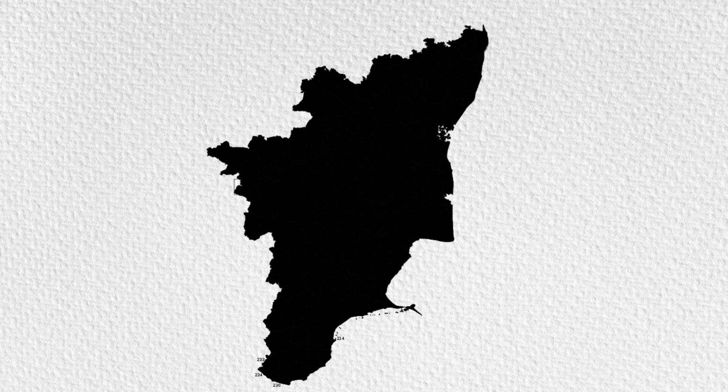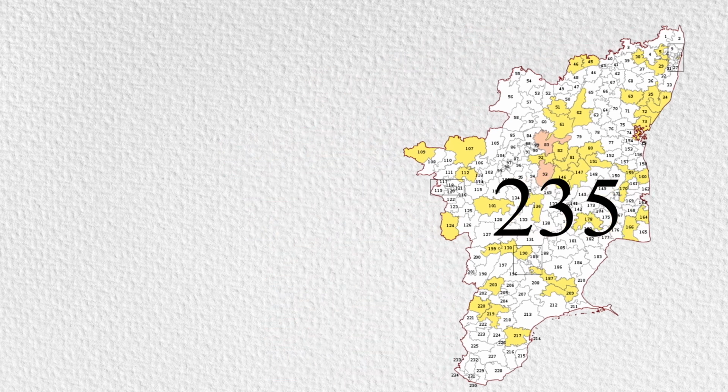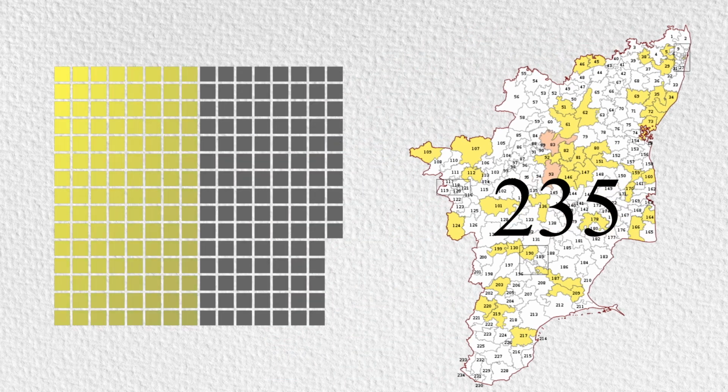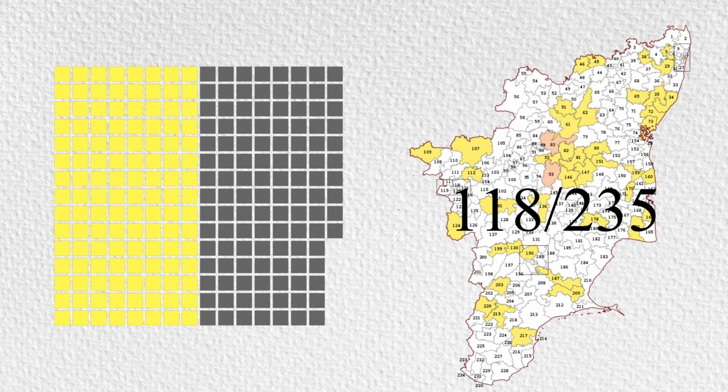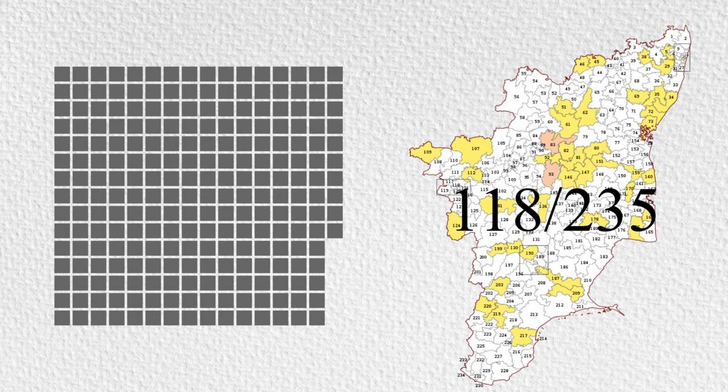Like central elections, each state is divided into several constituencies. For example, Tamil Nadu has 235 constituencies. So there are a total of 235 MLAs. A party gets to win a state if it occupies more than 50% of the total seats. That is, any party must win more than 118 out of 235 seats to form the government.